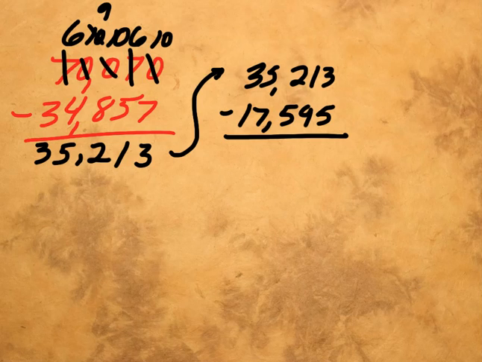There is another way to do this. I know Mateus is thinking right now, Mr. C, what if I added those two numbers first and then subtracted that sum from 70,070? Yes, you can do that, but I'm not going to do that here right now.